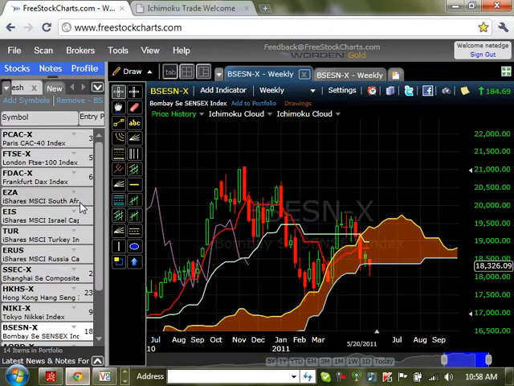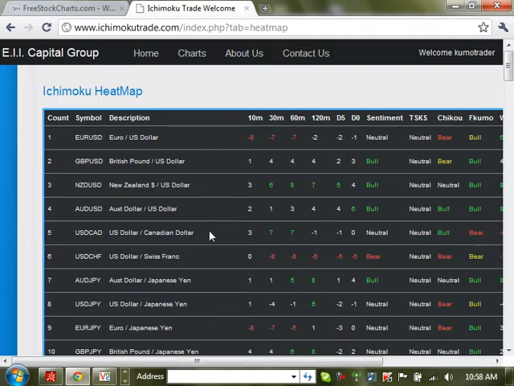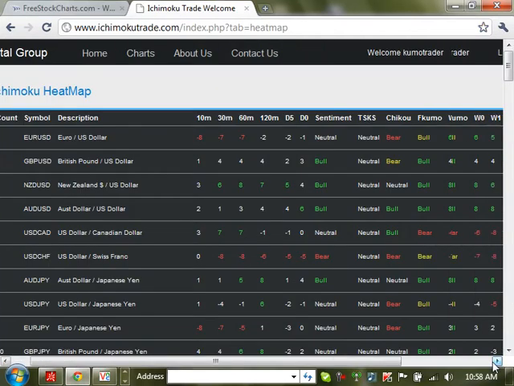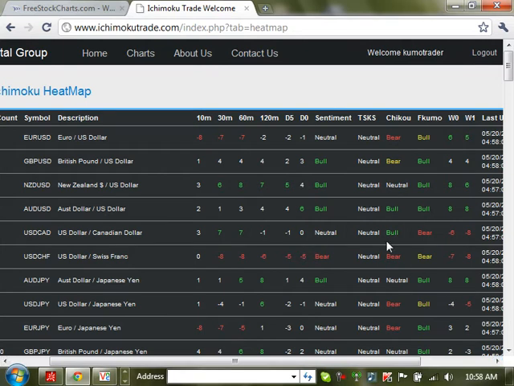Let's go straight to our heat map. Over here, let me just shrink it down some. If you've been following us, you know what our heat map is. D0 is basically the Ichimoku rating today on a daily time frame. This is the daily Ichimoku rating from 5 days ago. W0 is the Ichimoku rating from this week, and W1 is the Ichimoku rating from 1 week ago.